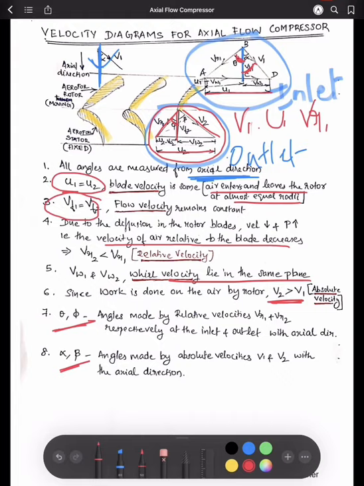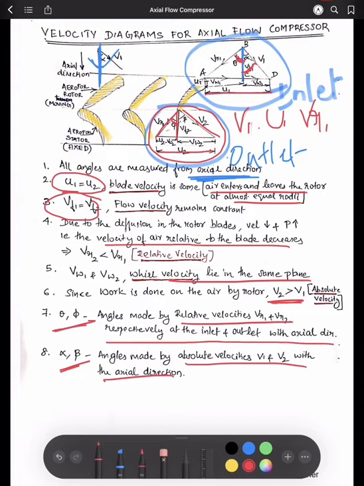Now theta and phi are the angles made by the relative velocities VR1 and VR2 respectively at the inlet and outlet with the axial direction, and alpha and beta are the angles made by the absolute velocities V1 and V2 with the axial direction. So please understand the terms very clearly.